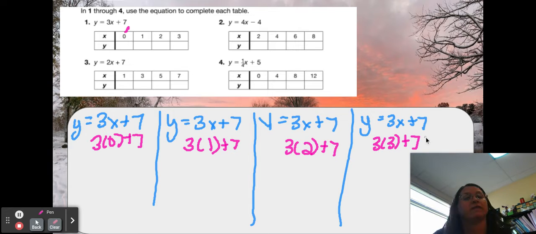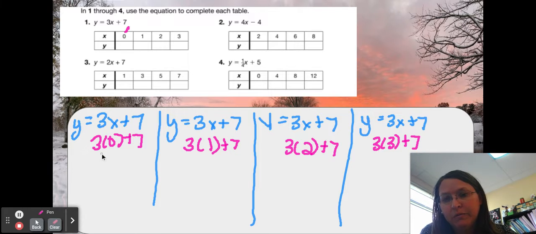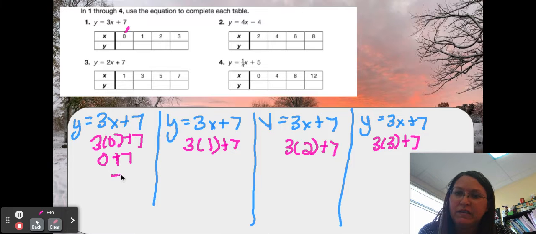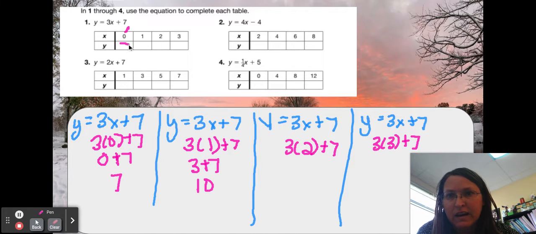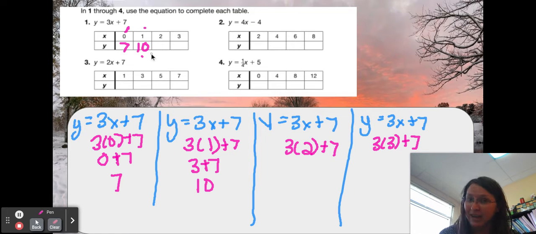So now I've got to start solving them. So 3 times 0 would be 0 plus 7. 0 plus 7 is 7, so I am done. Let's look at this next one. 3 times 1 would be 3 plus 7. 3 plus 7 is 10. Now I'm done. So right here, I'm going to put 7 here. I'm going to put 10 right here because 1 is what I substituted in, and my answer, y equals 10.